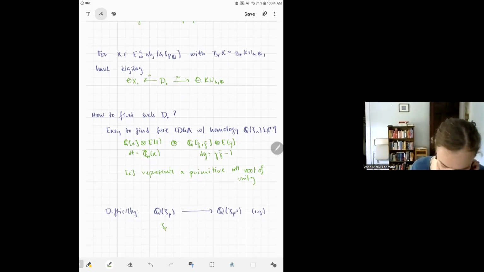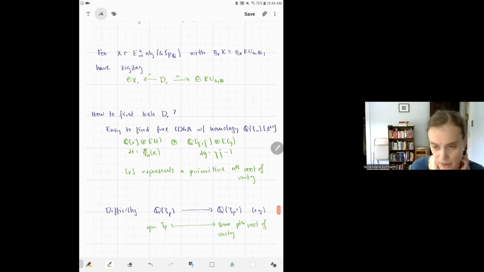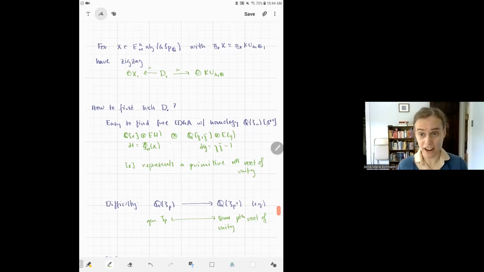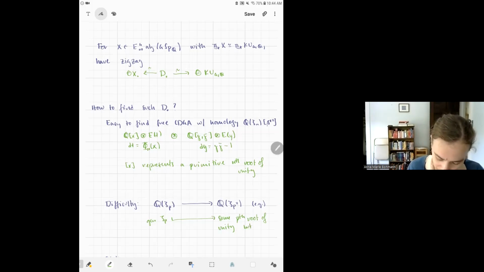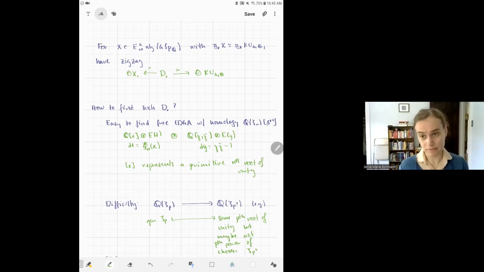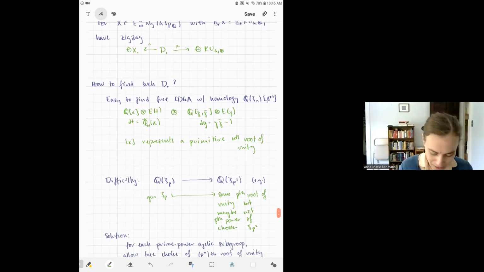So this generator goes to some pth root of unity, but it might not go to the pth power of some chosen generator that I had already before, the pth power of a chosen zeta p squared. It goes to some pth root of unity, but I don't know which one in terms of my zeta p squared, right? Somehow I have my favorite primitive pth root of unity, but I'm just biased, and maybe this map does not share my favorite pth root of unity.